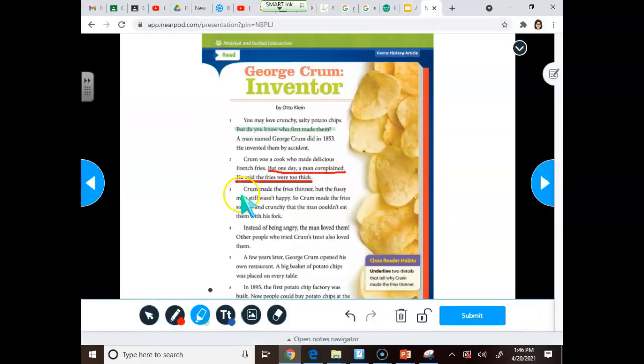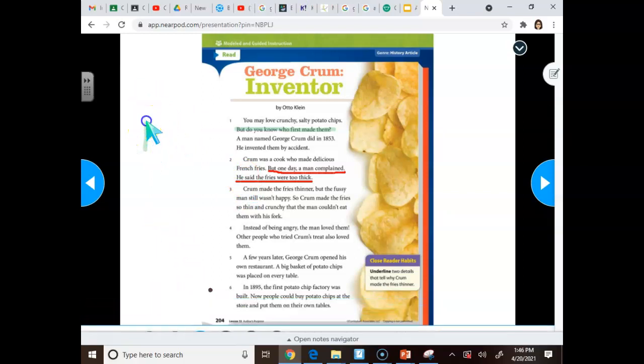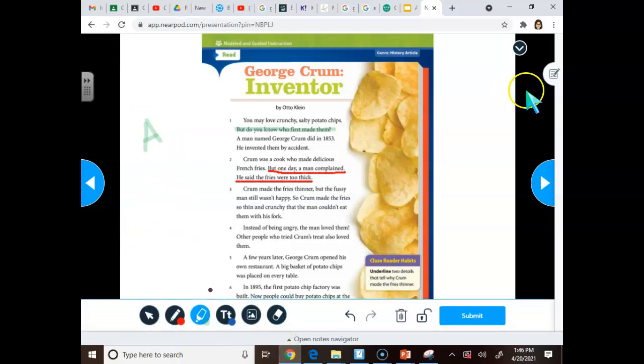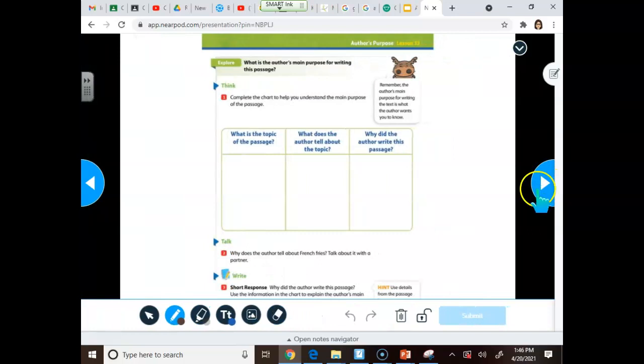Whoop, get back to my Nearpod. So he answered a question. So I'm going to put an A over here for answer. In lemonade, it's A for ADE. It's an answer type of author's purpose. All right, now it says complete the chart to help you understand the main purpose of the passage. What is the author's main purpose for writing this passage?